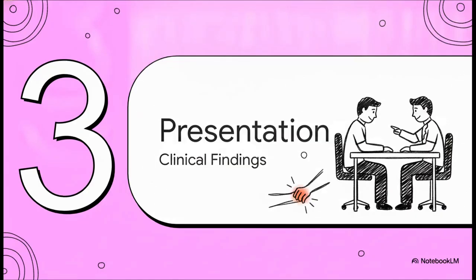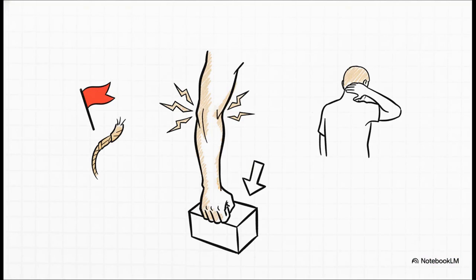Okay, Section 3, presentation and examination. Let's see how that three-circle model actually shows up in the real world. When you sit down for the subjective history, the mechanism of injury is almost always going to be a story of repetitive tendon overload. But here is a massive red flag for you. If the onset is highly acute, like a sudden snap, you've got to immediately suspect a tendon tear.